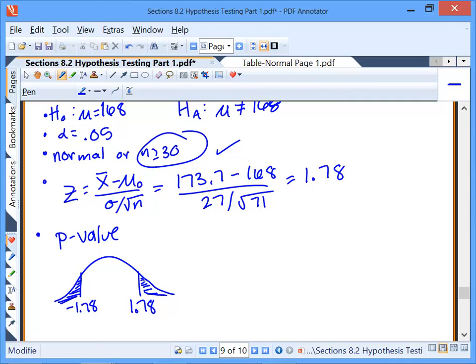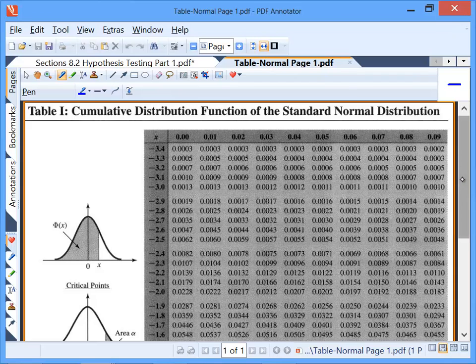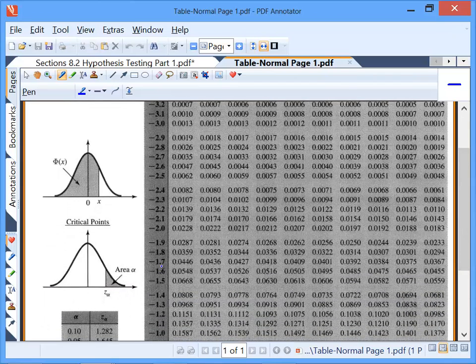Which tail is going to be easier to look up on the z table? The negative value, since it gives us areas to the left. So if I look at my negative 1.78, it looks like we're at 0.0375. Everyone else check that. Everyone else should have a table in front of them so you can follow along with me.